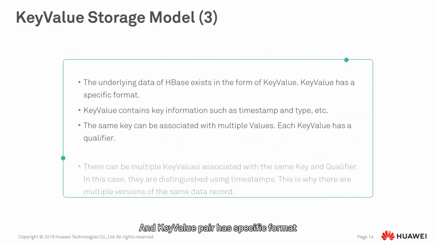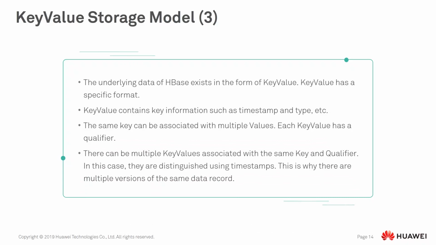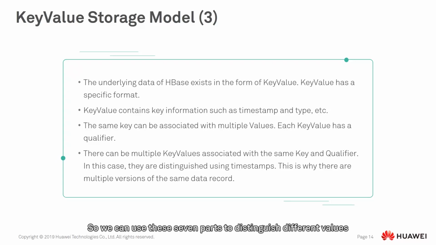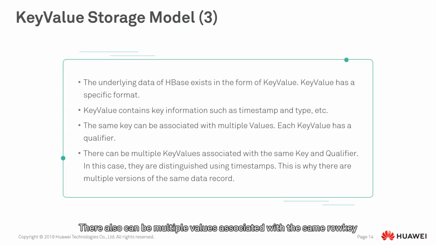And a key value pair has a specific format, which contains key information such as timestamp and type, 7 parts in total. The same key can be associated with multiple values, so we can use these 7 parts to distinguish different values corresponding to the same key. Like each key value has a column qualifier. There also can be multiple values associated with the same row key and column qualifier.